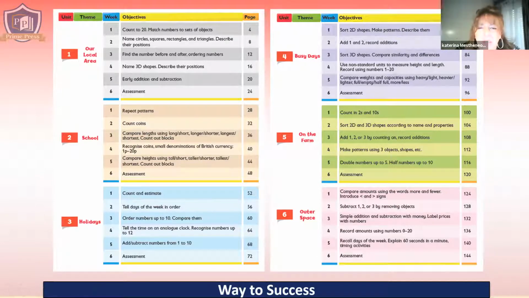Okay, I'm just having a look here, a question. Okay, I've got a question here. Does the food unit include anything about breakfast?